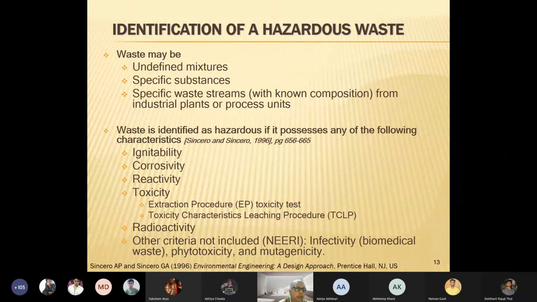Then we come to waste that is identified as hazardous. So what are the definitions? The first one is ignitability. Then we come to corrosivity, reactivity, toxicity, radioactivity. NEERI has its own, those of you who don't know what NEERI stands for, National Environmental Engineering Research Institute. That's within our country. And they have some other definitions they would, I think, like to include, and that is infectivity, phytotoxicity, and mutagenicity.